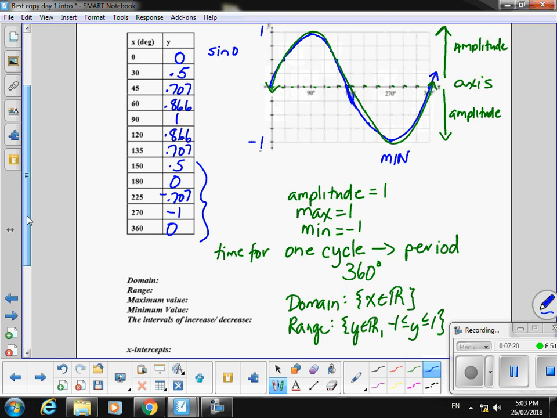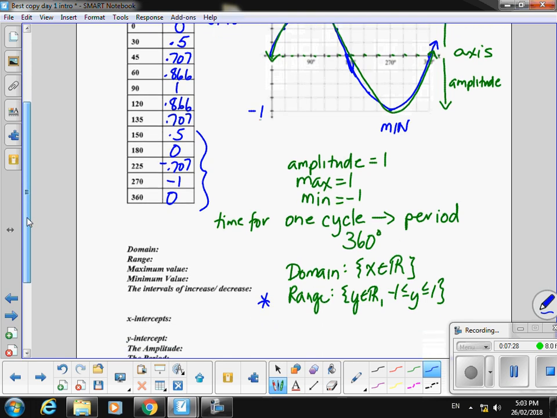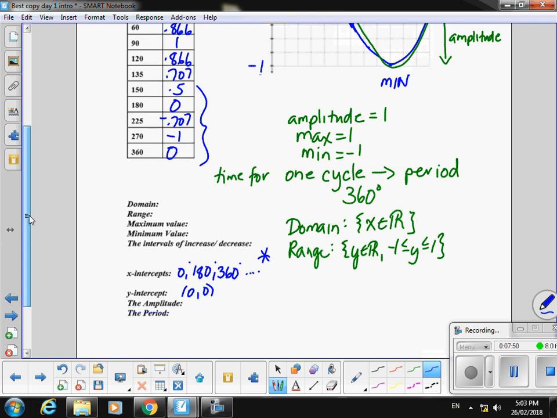And we're going to work on getting that form correct. The x-intercepts for this thing is where we hit zeros on the x-line. I see zeros for my x-intercept at 0, at 180 degrees, and at 360 degrees. And it would keep going forever and ever. My y-intercept is at 0, 0. We've already talked about maximum, minimum, amplitude, period.